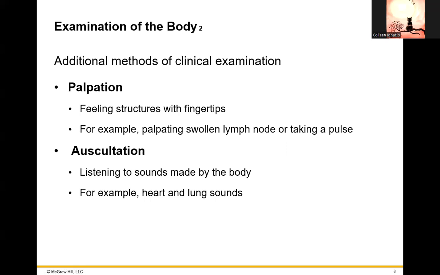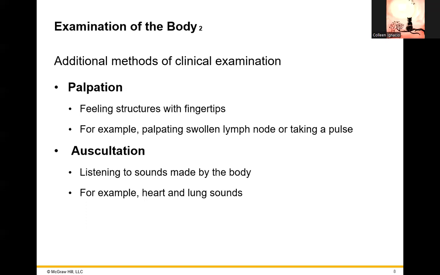Okay, so how else can we examine the body? Well, besides inspection, physically looking at it, we also, as nurses, perform palpation. So we're feeling with our fingertips. Just a note of caution, if you think that you are going to come in contact with a patient's bodily fluids, always make sure you're palpating with gloved hands. Okay, that's going to be important. When we palpate, we're looking for things like swelling, swollen lymph nodes. We also could be taking a pulse of a patient. So with palpation, we're using our fingertips, and note that your fingertips are very sensitive.